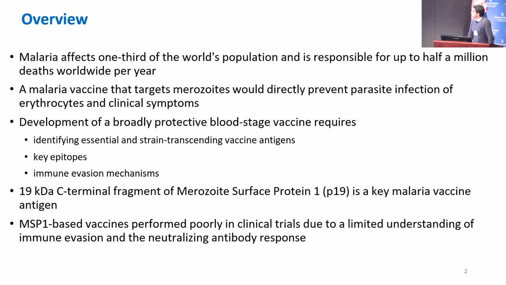First, I would like to give a brief introduction on blood-stage malaria vaccine development. A malaria vaccine that targets merozoites or blood-stage parasite would directly prevent parasite infection and protect from severe disease and death. We need to develop broadly protective blood-stage vaccines. So we need the essential and strain-transcending blood-stage vaccine antigens, and the key epitopes that elicit broadly protective antibody responses, and the immune evasion mechanisms employed by the parasite to circumvent protection.